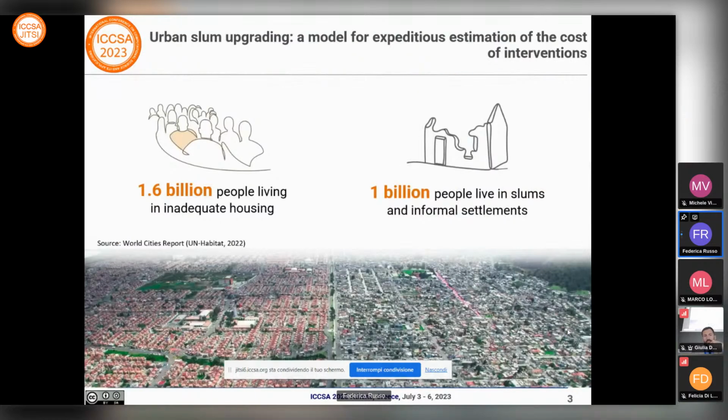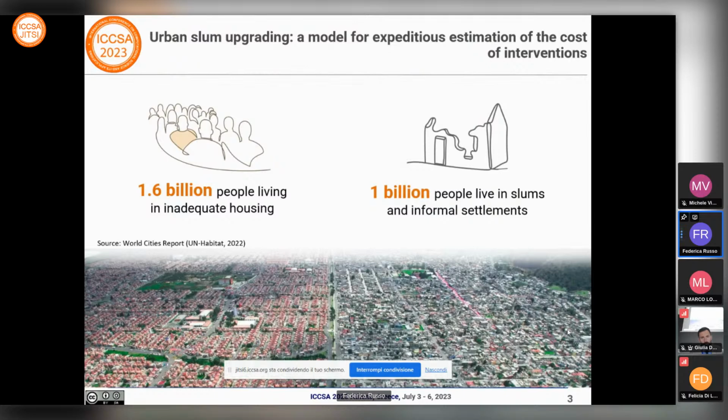The slum phenomenon is one of the major contemporary challenges facing the world. According to the World Cities Report, there are about 1.6 billion people living in inadequate housing, nearly 20% of the world's population. Of these, 1 billion live in slums and informal settlements. This number is going to double in the next 30 years if appropriate action isn't taken.